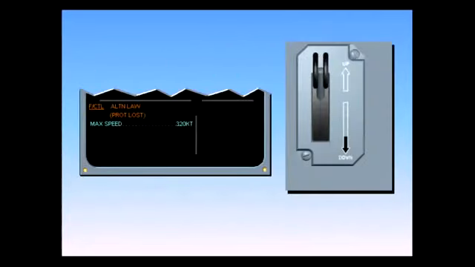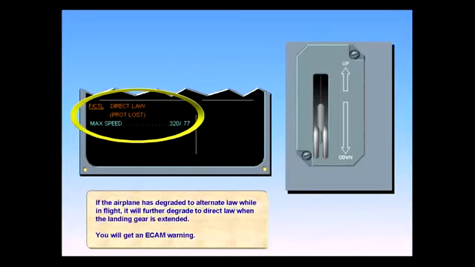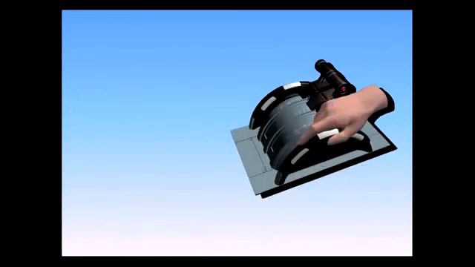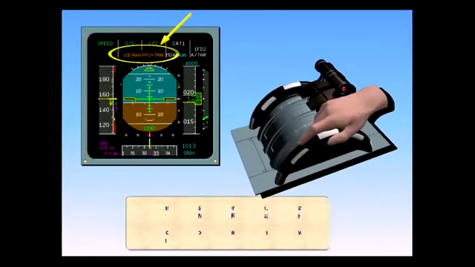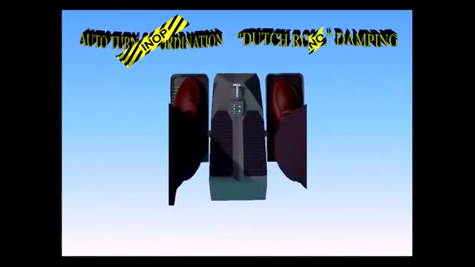If the airplane has degraded to alternate law while in flight, it will further degrade to direct law when the landing gear is extended. You will get an ECAM warning. Since auto trim is no longer available, you will also get an amber Use Man Pitch Trim message on the PFD. The pilot must now trim the airplane manually with the pitch trim wheel. Automatic turn coordination and yaw damping are also lost. Any necessary yaw control must be made directly through the rudder pedals.